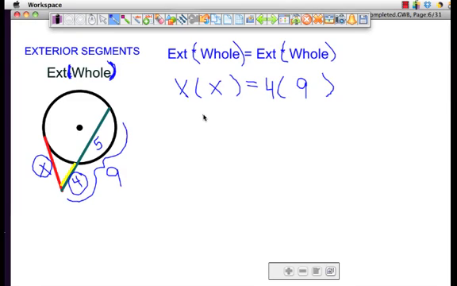So now we simplify. X times x is x squared. 4 times 9 is 36. So x equals 6. You could say 6 or negative 6, but you couldn't have a segment that was negative 6. So it wouldn't work.